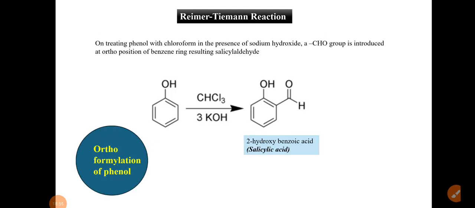Okay, the next reaction is the Reimer-Tiemann reaction, right? On treating phenol with chloroform in the presence of sodium hydroxide, a CHO group is introduced at the ortho position of the benzene ring, resulting in salicylaldehyde. Simply, the phenol reacts with chloroform in the presence of alkali, forming salicylic acid or 2-hydroxybenzoic acid. Very important, guys, this is the ortho formylation of phenol. The Reimer-Tiemann reaction is nothing but the ortho formylation of your phenol.